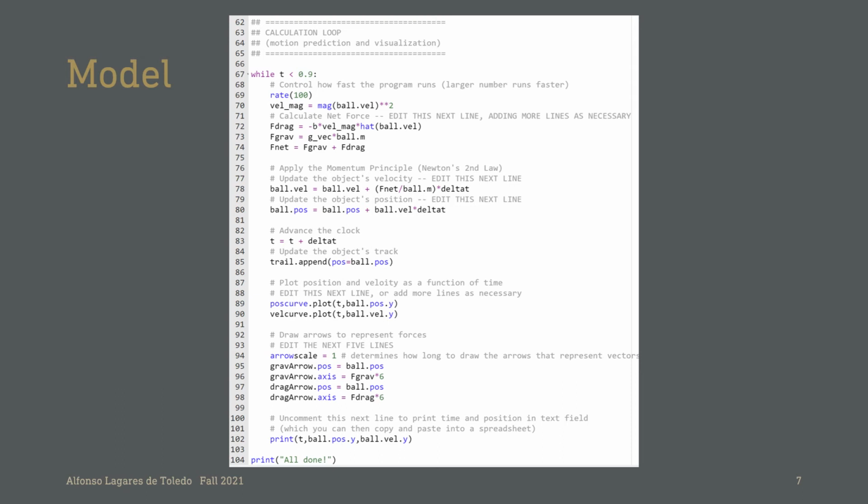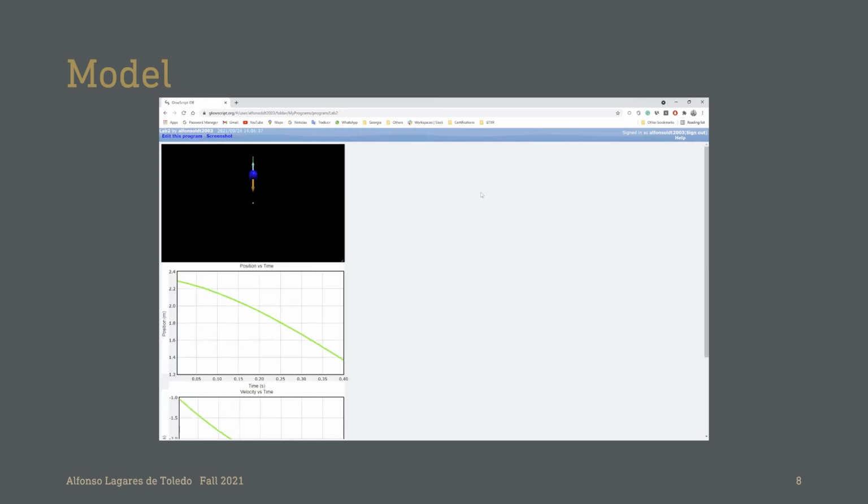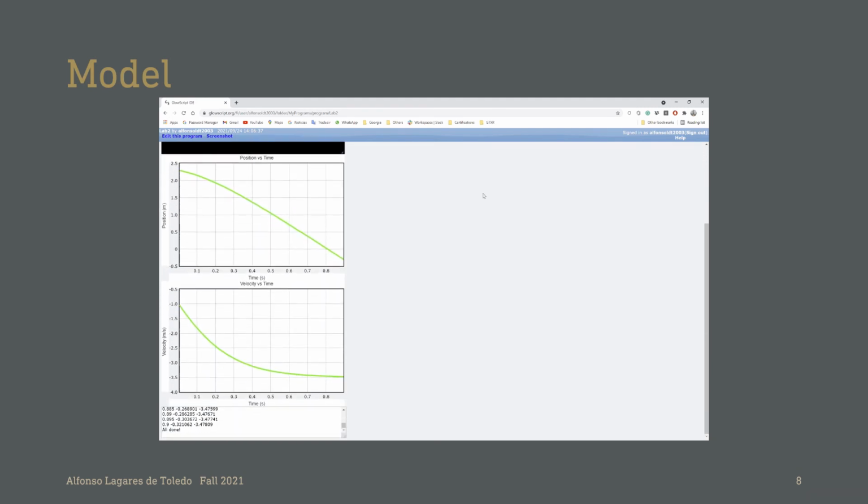The gravity and drag forces are calculated and added to find the net force of the object, and Newton's second law is applied to update the velocity and position of the object. All arrows and graphs are also updated, and the position and velocity are printed to a console for exporting them to Excel. The result is this animation of the object falling, plots of the object's position and velocity, and the actual position data. This data was then exported to Excel in order to study it more closely. I also ran the simulation without including the force of drag, which gave me two models to compare the observed data with.